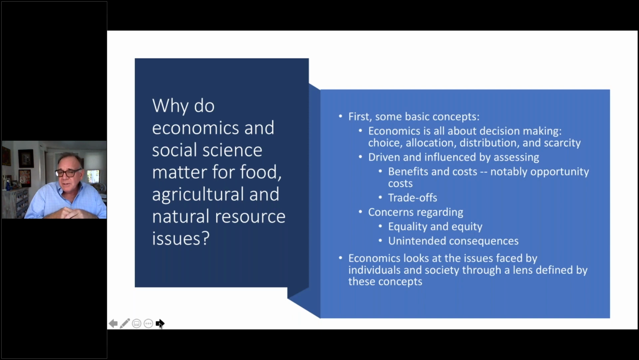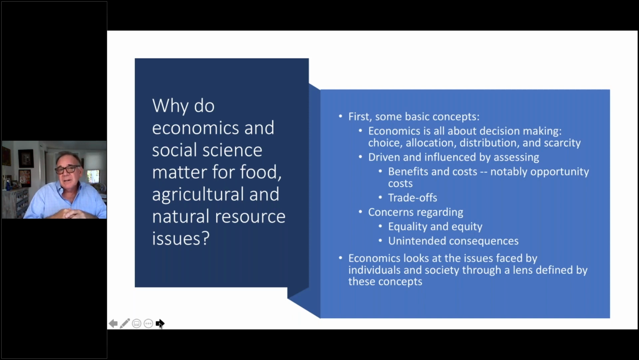And how do we assess trade-offs? What does it mean when you're giving something up and when you're pursuing something else? And then the other thing is, what are those decisions? What impact do they have on people more generally? What is the role of equality and equity, and how do those two things trade off? That's an important question that economists have dealt with for a very long time.